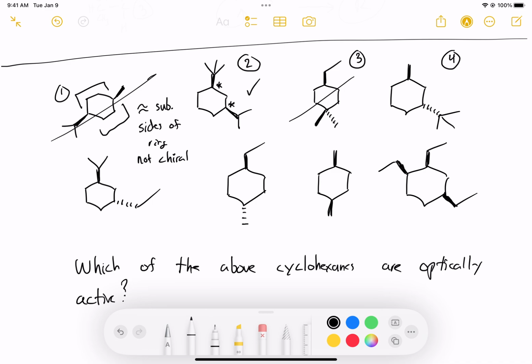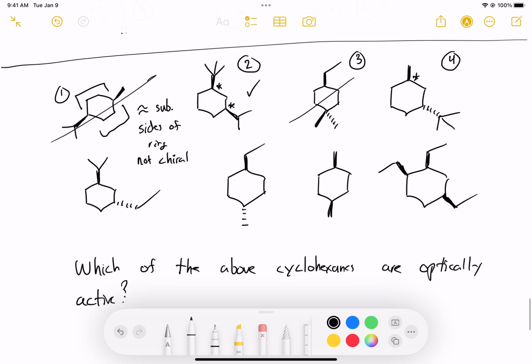All right, how about number 4 here? Okay, it checks out, right? This is a stereocenter, all 4 different substituents, and this is also a stereocenter, all different substituents. So this is a chiral compound, so that will be optically active. All right, number 5. So here we have a stereocenter, and then here we also have a stereocenter, right? 4 different substituents, so 5 checks out.